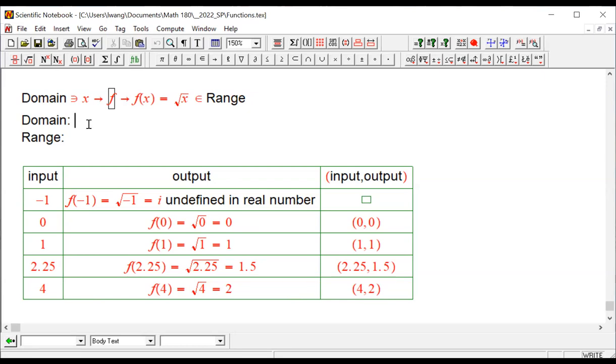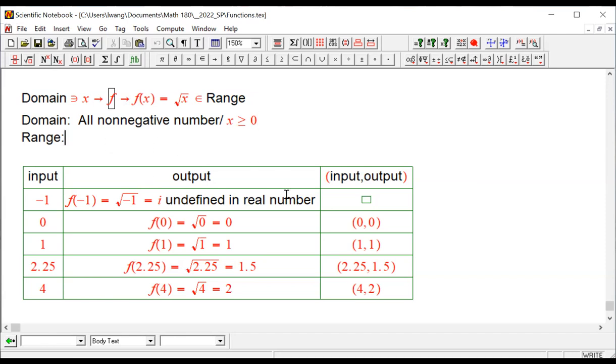So the domain now, we know that for this function, the input has to be all non-negative numbers. You cannot say all positive numbers. If we say all positive numbers, you have excluded 0. 0 can be in the domain. Therefore, all non-negative numbers. Or you can just use mathematical notation and say the domain, x representing the input, is x greater than or equal to 0. So that's another way to express it.